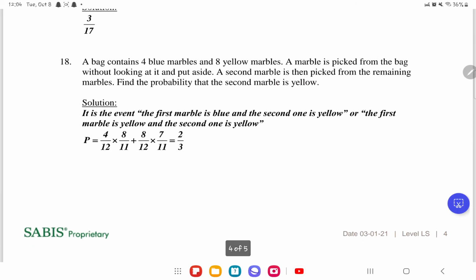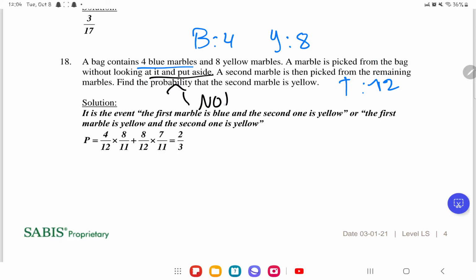Number 18. A bag contains 4 blue marbles. Blue is 4. Yellow is 8. Okay, total is 12. A marble is picked from the bag without looking at it and putting it aside, meaning it's not replaced. A second marble is then picked from the remaining marbles. Find the probability that the second marble is yellow.